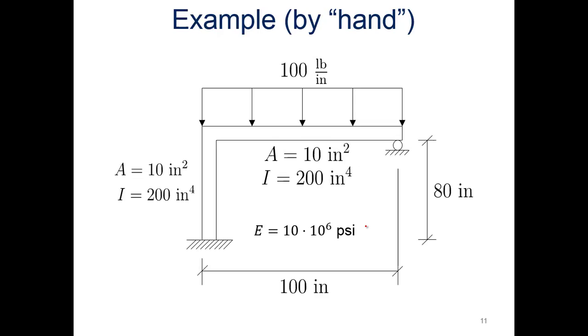We've got an example here. We're going to do it, quote unquote, by hand. So we've got our overall frame structure here, a vertical and a horizontal piece. Our areas and moments of inertia are given. We've got a distributed load across the top. We've got 80 inches vertically here, 100 inches horizontally. Modulus of 10 times 10 to the 6th psi. What we want to find here is the displacements at each one of our nodes.